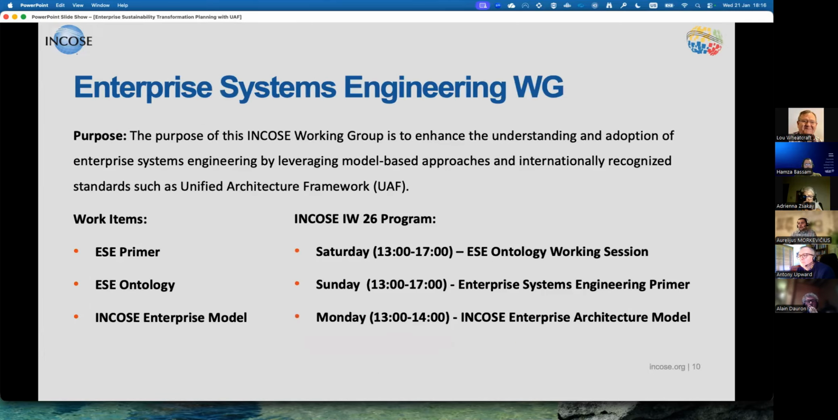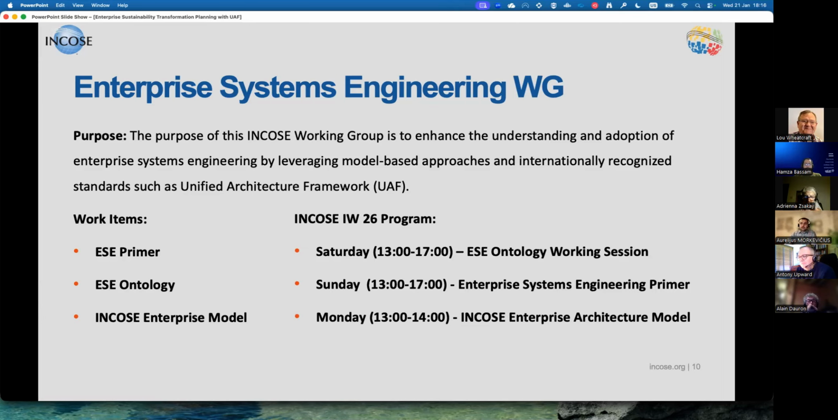So this is a little bit about the terminology. What do we mean by enterprise systems engineering? And if you would be willing to learn more and contribute, it's a little bit of promotion before we jump into the topic: the Enterprise Systems Engineering Working Group in INCOSE, the purpose of which is specifically to enhance the understanding and adoption of enterprise systems engineering, by leveraging model-based approaches and standards such as Unified Architecture Framework.